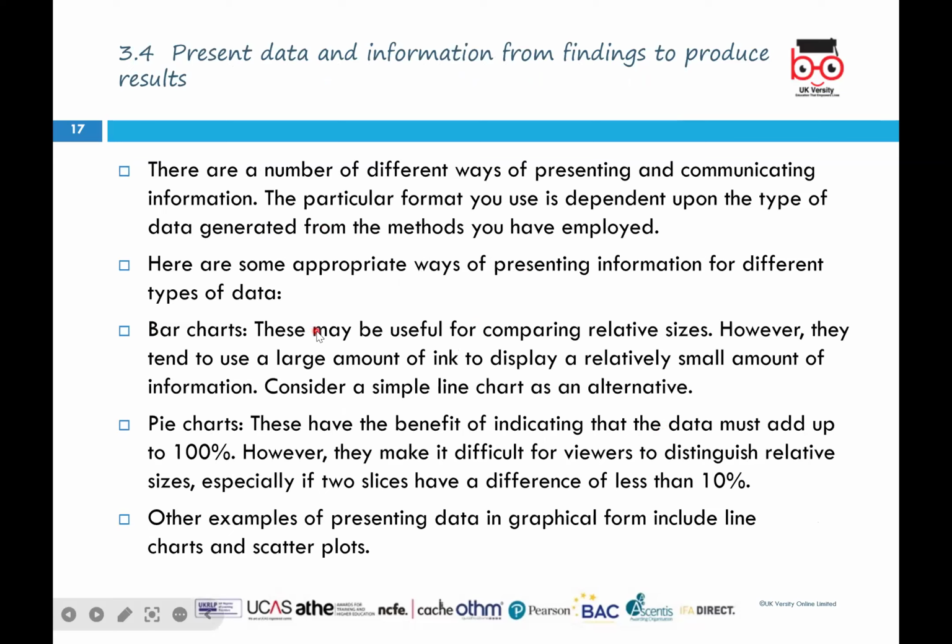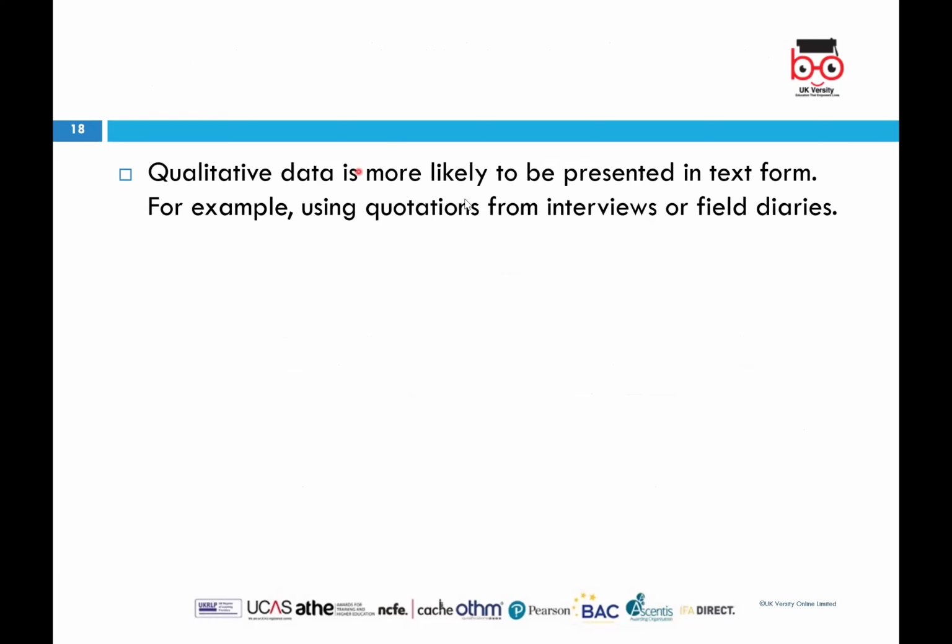The bar charts show you different findings of your research. Then you have a circle and you have different portions of that circle. It must add to 100%. All of them, when you add them, they should be exactly 100%. There are other forms of presentation also, such as line charts and scatter plots, but they're a bit more advanced. Then you have qualitative data. It takes quotations from interviews or field diaries. So when you want to write exactly what people have said, you would want to use qualitative data.